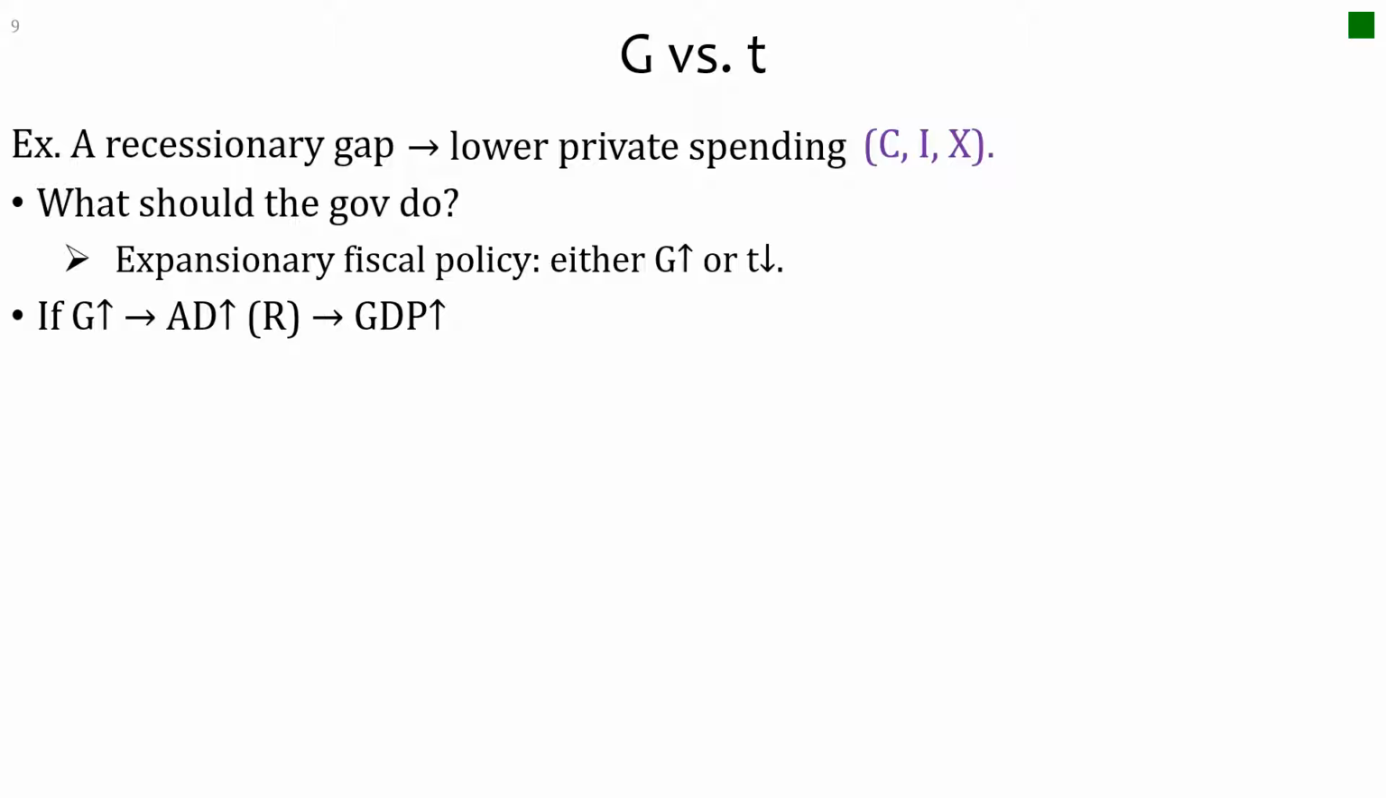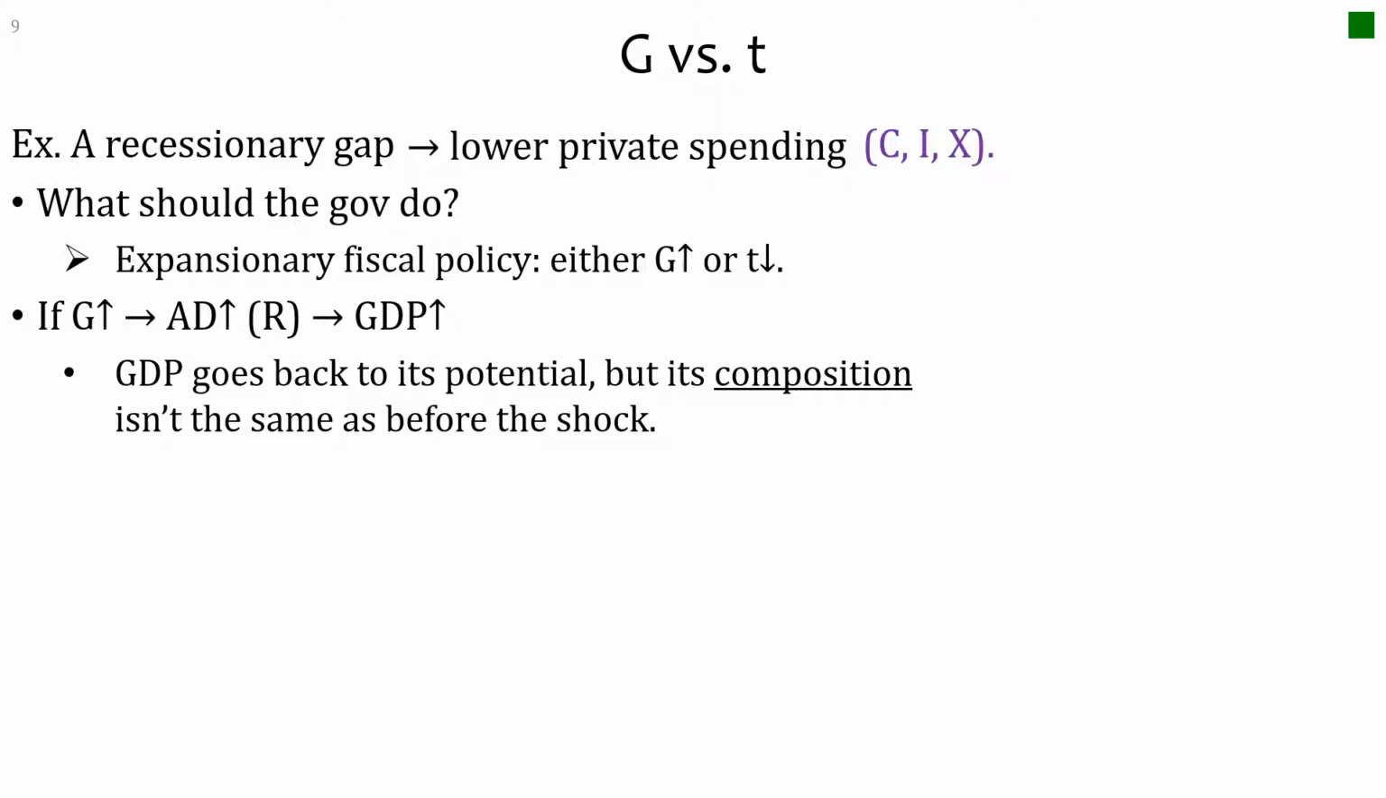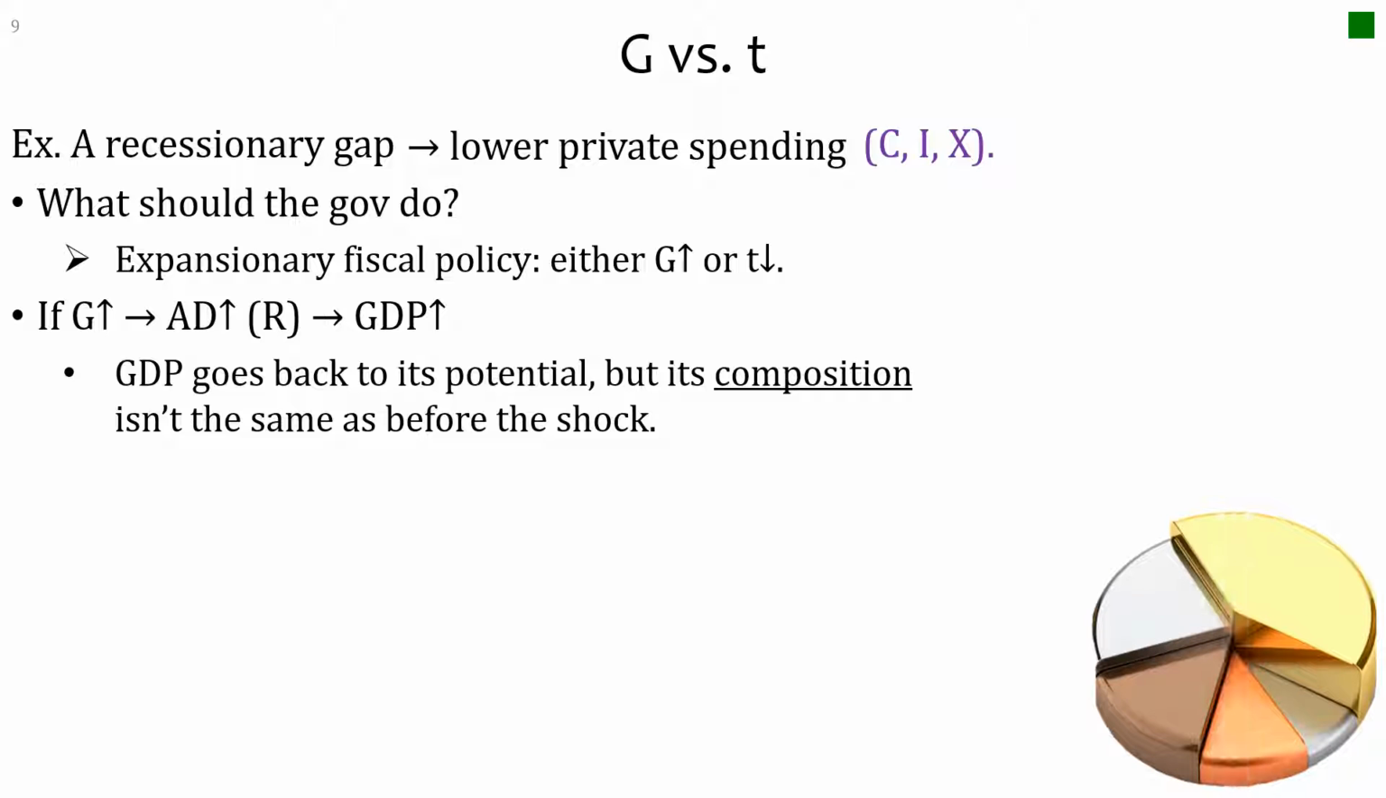If the government spends more, there's going to be more aggregate expenditure, the AD is going to shift to the right, and the GDP is going to rise. So it's kind of like we're closing the gap. There was a negative output gap, and we're closing it. GDP goes back to its potential, but its composition isn't the same as before the shock. What does that mean? It's the same size of the pie, but the shares of the pie are not the same. The share of the government sector becomes greater.